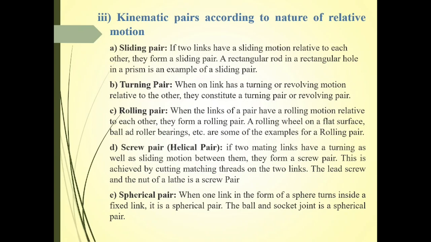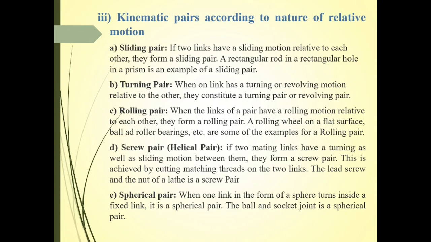Turning pair. What is turning pair? When one link has a turning or revolving motion relative to the other, they constitute a turning pair or revolving pair. Turning pair is nothing but one rotating relative to another. That is called a turning pair.